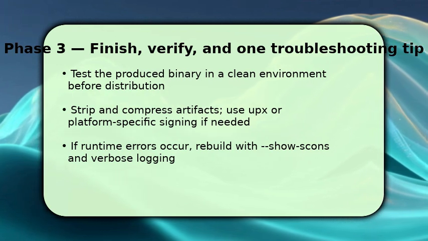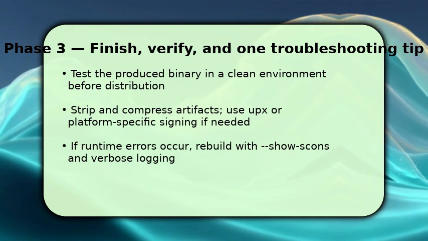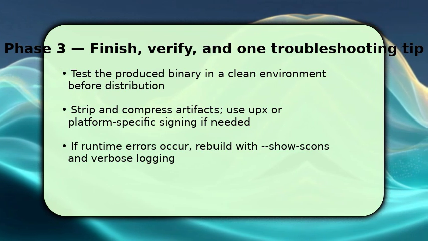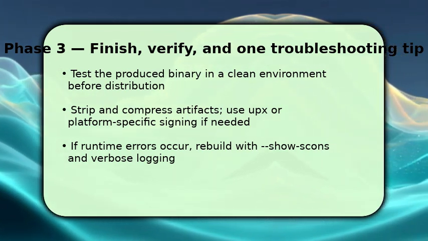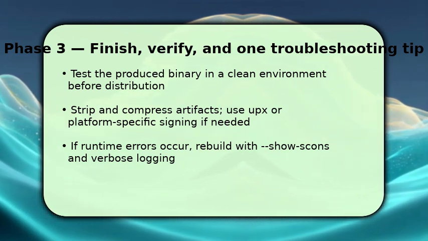If something fails at runtime, rebuild with --show-scons and increased verbosity to inspect compilation steps and linker commands. That reveals missing files or incompatible C settings. Finally, iterate. Adjust includes, recompile, and retest until the executable is stable for distribution.